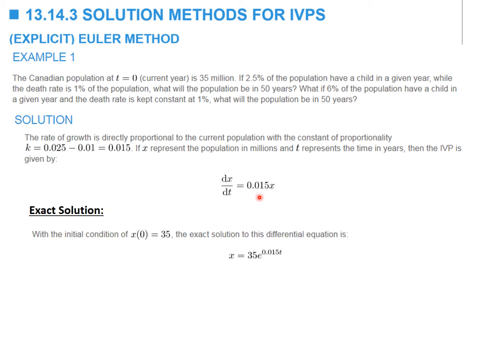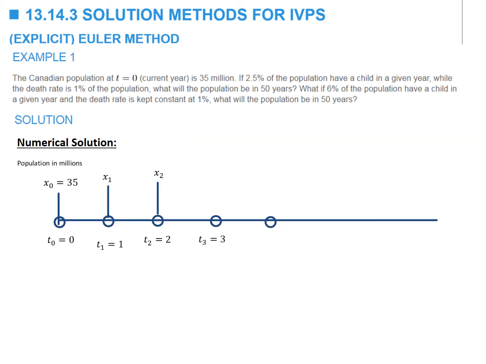Luckily, for this expression, we can find an exact solution for the function x. And if we integrate this equation, we'll find that x as a function of t is given by this expression: x is equal to 35 multiplied by e to the power 0.015 t. So we're going to attempt to solve this numerically using the explicit Euler method and compare the numerical solution with this exact solution.